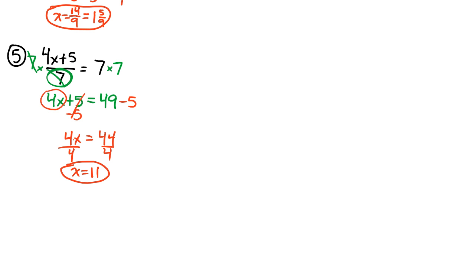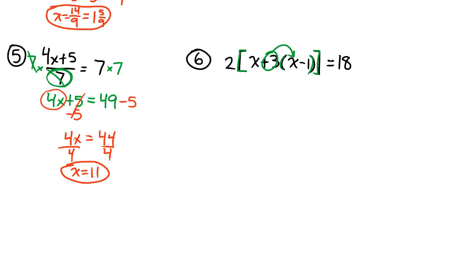All right, and the final example is 2 times the quantity x plus 3 times the quantity x minus 1, which is equal to 18. Now, the way we can approach this is we need to first look inside our brackets. And within our brackets, we're going to look and say, okay, there's a set of parentheses, so let's work with those parentheses. So we need to distribute this 3.